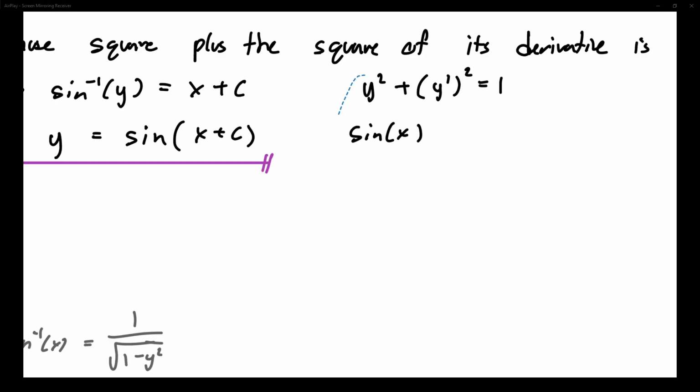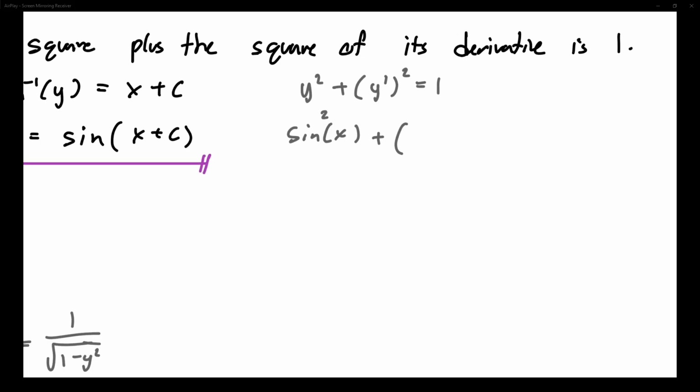And let me make this all gray because it's kind of like a note. It's not really part of the solution, it's just verifying. We have sine squared plus its derivative squared. So the derivative of sine is going to be cosine, squared, equals 1. And would you look at that?